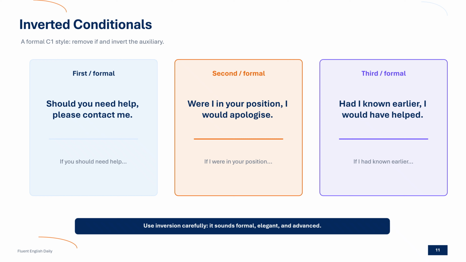Instead of, if I were in your position, I would apologize, we can say, were I in your position, I would apologize. For a formal third conditional, we begin with had. Instead of, if I had known earlier, I would have helped, we can say, had I known earlier, I would have helped. These structures are common in formal writing, speeches, literature, and professional communication.